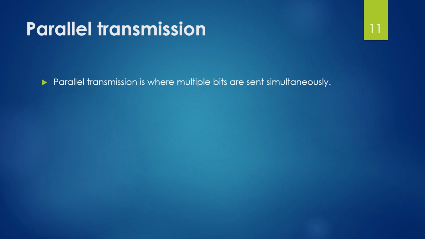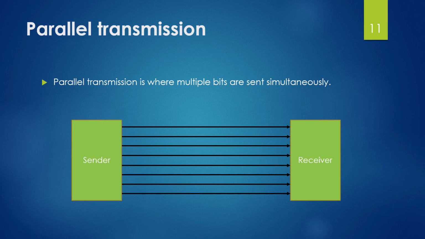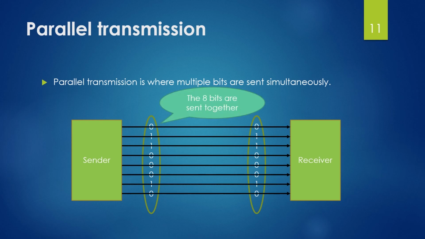As you can see here, we have the sender, we have the receiver, and we have multiple lines. Normally it is 8 bits. As you can see we have 8 lines here, and 8 bits being sent at the same time. So it is being sent simultaneously. So the sender will be sending the bits and the receiver will receive it. So the 8 bits are sent together, and for parallel transmission a minimum of 8 lines is required.